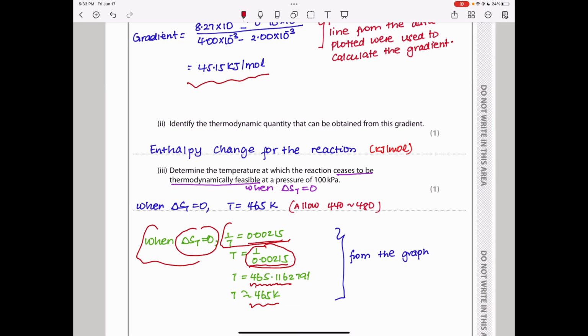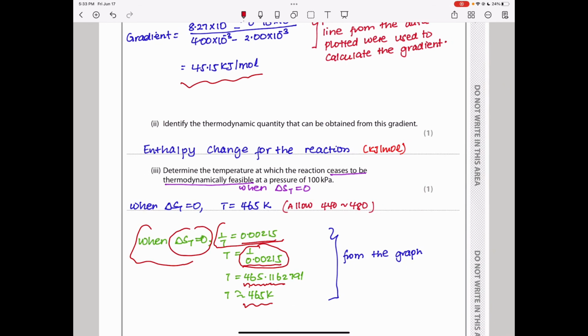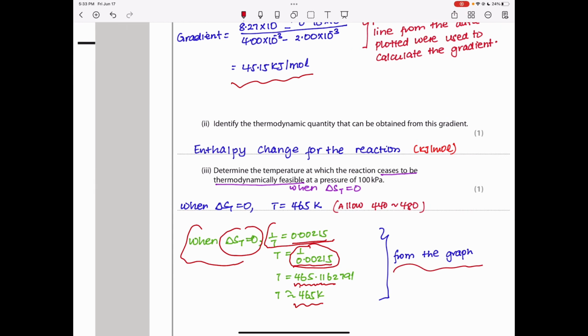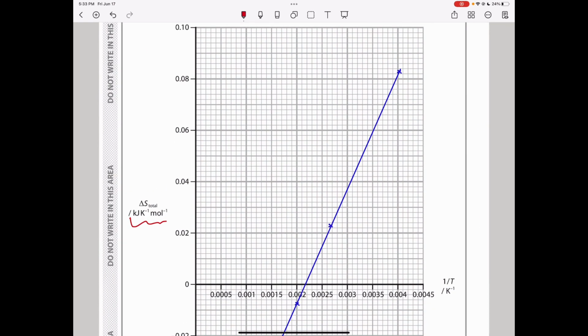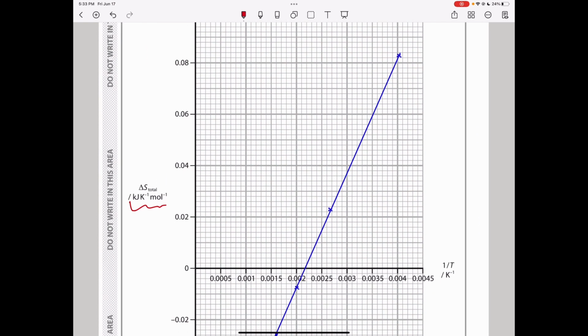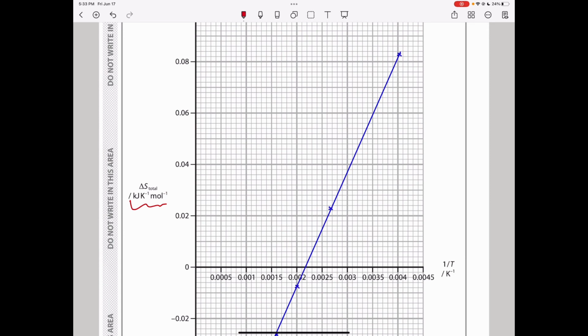If I take you back to the graph, even if I don't, you have already seen it. This data is got from the graph. We have 1 over T and S total. If the reaction ceases to be feasible, we have S total equal to 0. You can see the value is about here. 0, so 1 over T is going to be 0.02 something.